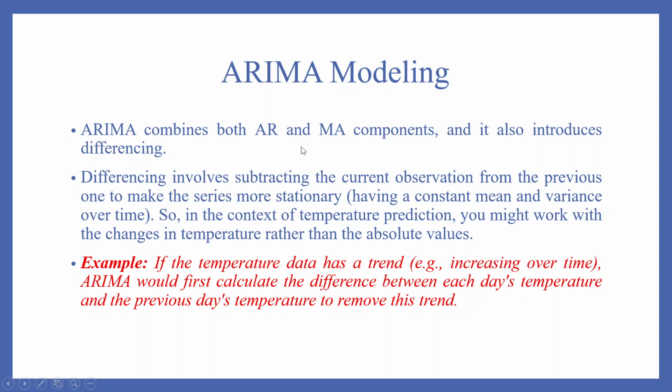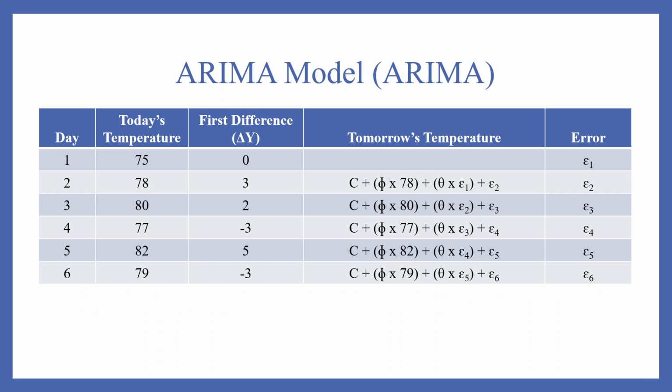ARIMA combines both AR and MA components, and it also introduces the differencing. Differencing involves subtracting the current observation from the previous one to make the series more stationary. So in the context of temperature prediction, you might work with the changes in temperature rather than the absolute values. Example, if the temperature data has a trend, ARIMA would first calculate the difference between each day's temperature and the previous day's temperature to remove this trend.